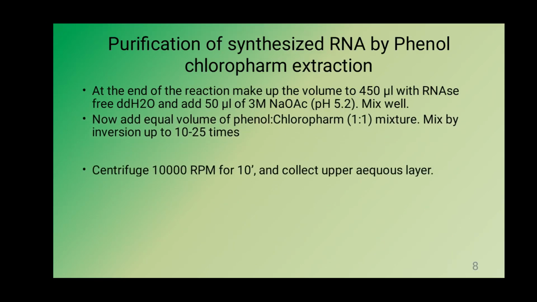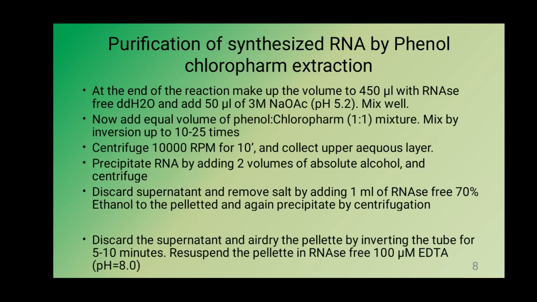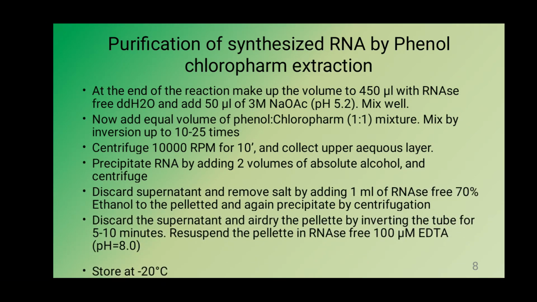Once the transcription is completed, it is necessary to purify the RNA from chemicals and the DNA template, since the presence of such components will degrade the RNA molecules over time. For purification, the phenol-chloroform extraction method is widely used. To perform it, immediately after completion of the reaction, make up the volume to 450 microliters and add 50 microliters of 3 molar sodium acetate, pH 5.2. So roughly 10% of 3 molar sodium acetate is present in the final volume of the RNA and chemical mixture.